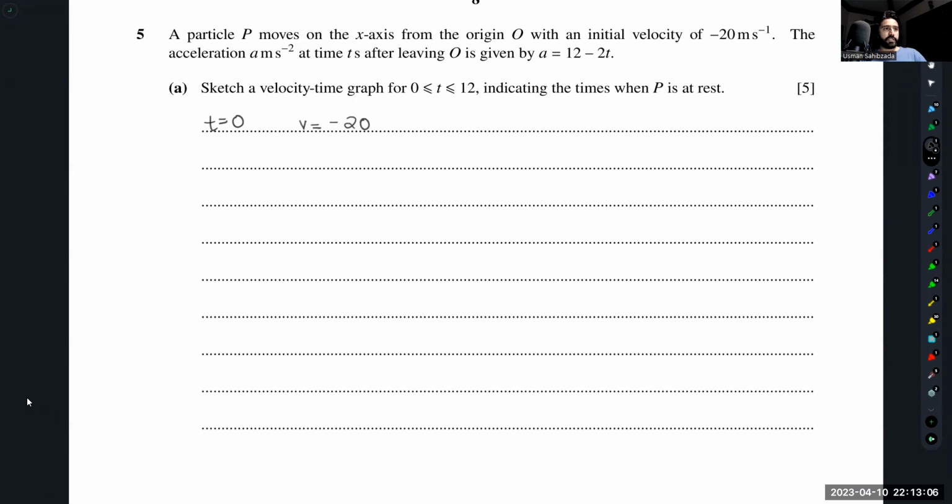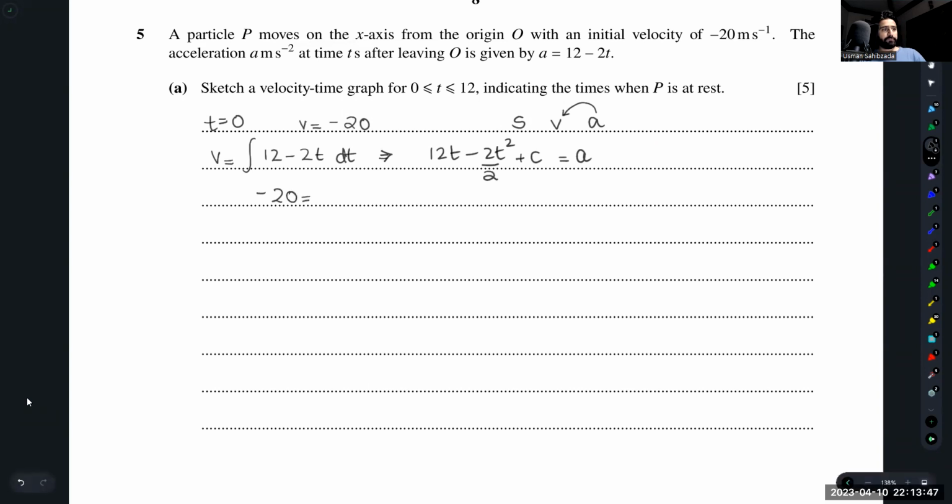The acceleration is given. So, in order to go from acceleration to velocity, you integrate. So velocity, I hope you are doing this as well, do it along with me. It will be beneficial for everybody. 12t minus 2t square over 2 plus c, where c is the constant of integration. Now, when time was 0, the velocity condition given was velocity is -20.